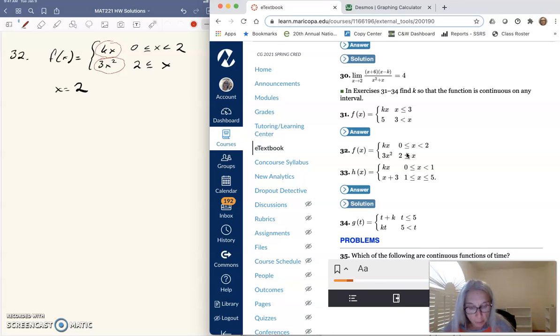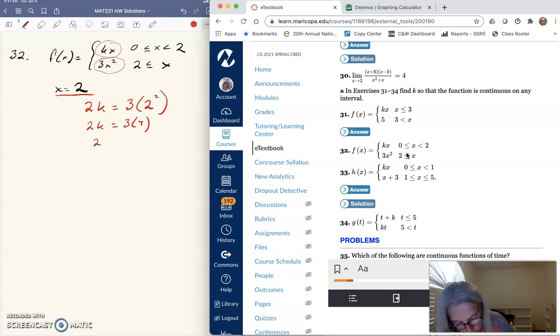The limit as x approaches 2 of f of x from the left has to be the same as the limit as x approaches 2 of f of x from the right. And the only way that can happen is that these two rules result in the exact same value for when x equals 2. So in other words, I need 2 times k to be equal to 3 times 2 squared, because I'm finding out when x is 2, what should that k value be. So I have 2k equals 3 times 4, so 2k equals 12, so k equals 6. If k equals 6, then I do have that continuous situation.